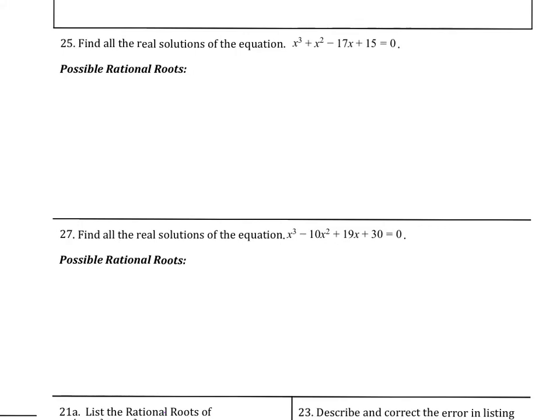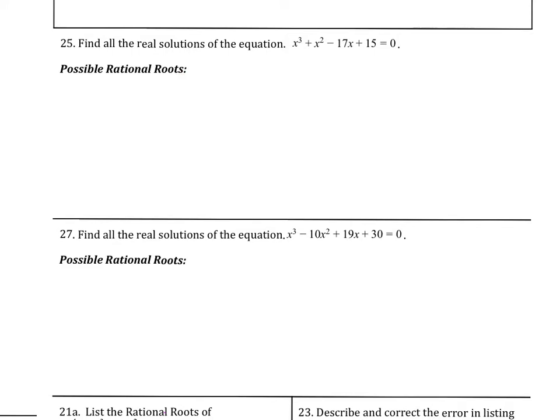Chapter 4.5, Day 2, your homework question number 25. You're going to find all the real solutions of the equation x cubed plus x squared minus 17x plus 15 equal to 0. First thing you want to do is to find the possible roots.